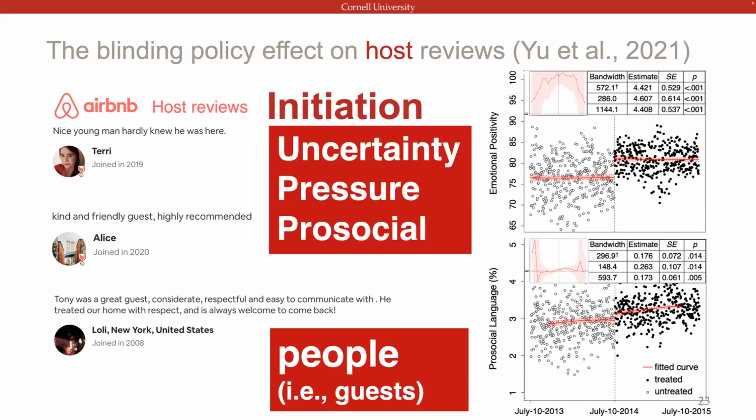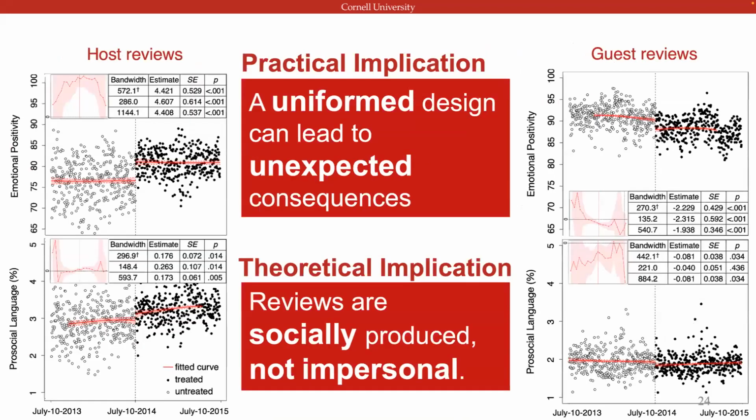So hosts were put in an initial stage of interacting with people. And when it comes to interacting with people at an initial stage, people have pressure to be pro-social and cooperative in order to reduce relational uncertainty, even in one-shot exchanges without future interactions, like the exchanges between most Airbnb hosts and guests. So this study shows that one uniform design on the platform can lead to unexpected consequences.